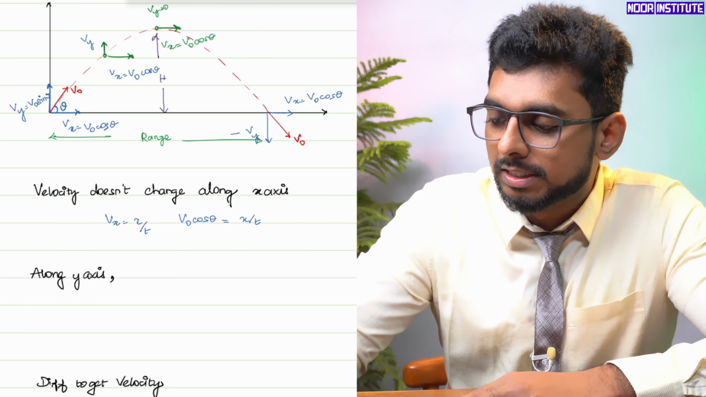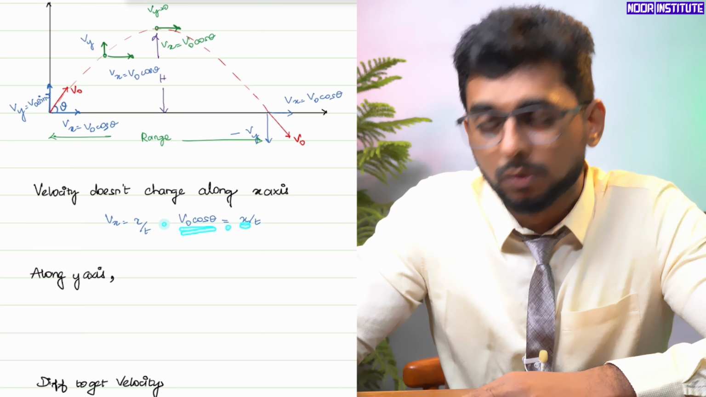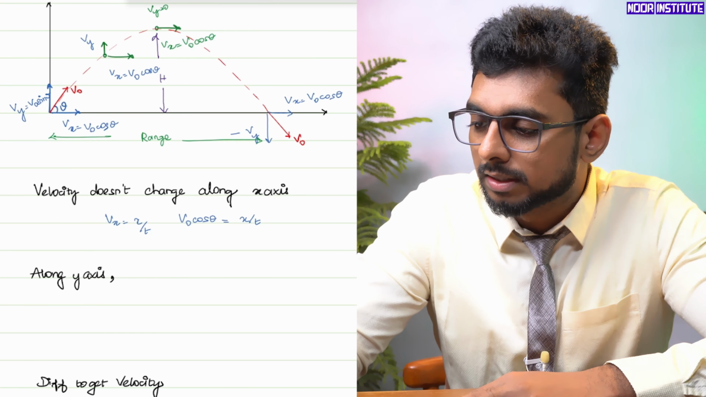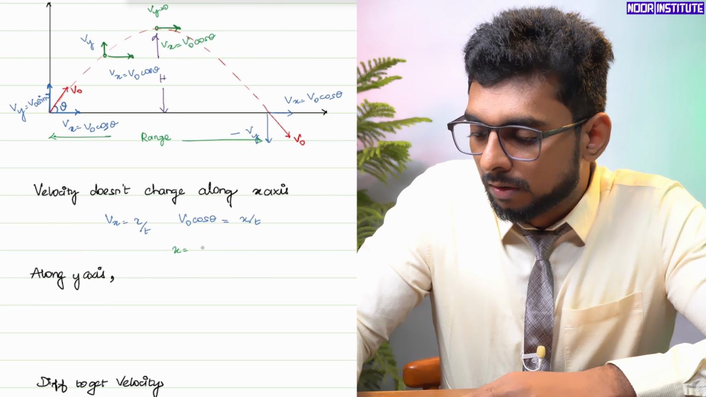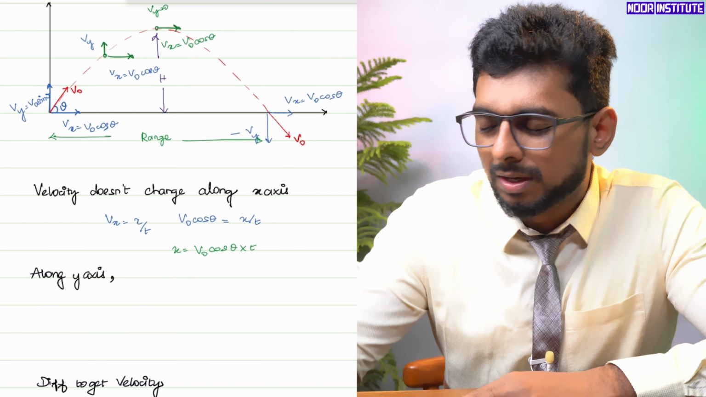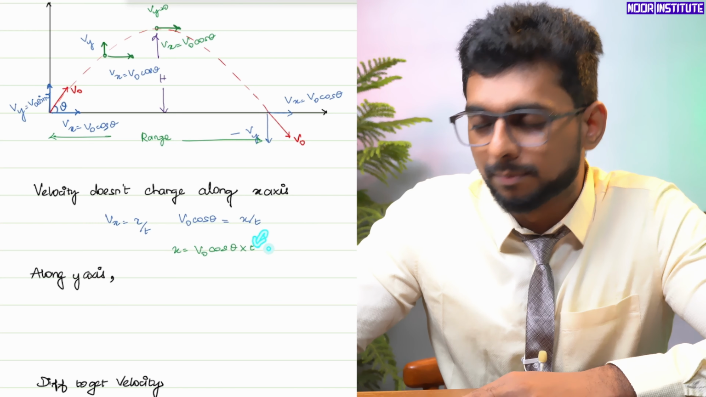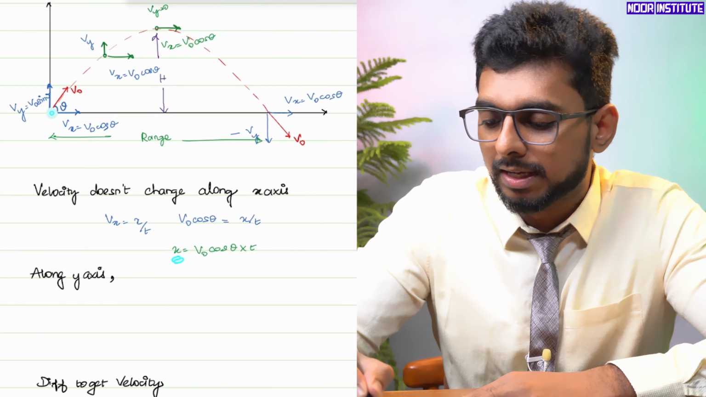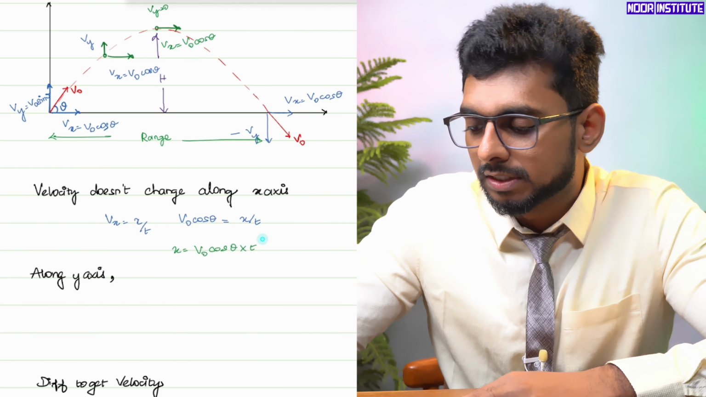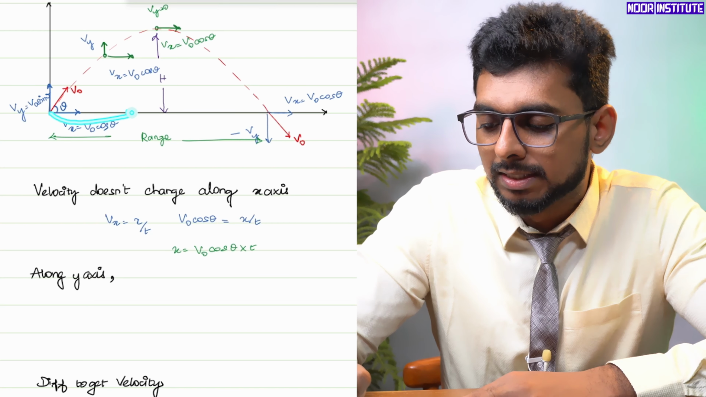So if I need to get a relation between x and v naught cosine theta, I'll just do the cross multiplication. So x will be equal to v naught cosine theta into t, okay. Now I have got the relation between x and the time. If I substitute the required time, I'll end up getting the required x position of that projectile.